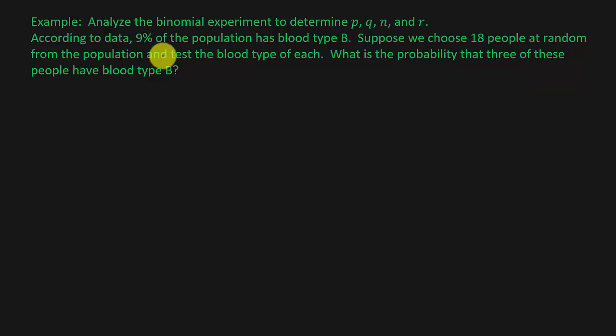So it says, according to data, 9% of the population has blood type B. Suppose we choose 18 people at random from the population and test the blood type of each. What is the probability that 3 of these people have blood type B?